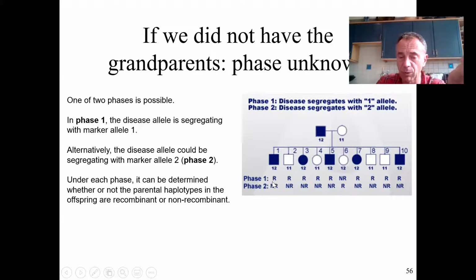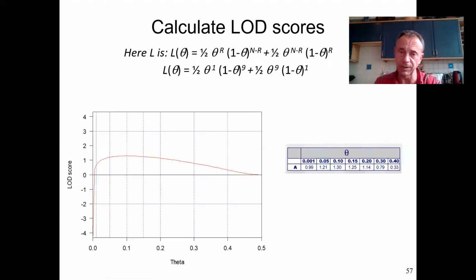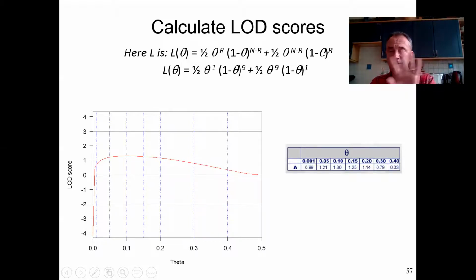If the A starts with the 1, then most of these are recombinants, except for this one. But if the A starts with a 2, as in the previous example, then most are non-recombinants, apart from this one. And what we're going to have to do when we calculate the LOD score is say it's 50-50 either way. We have a slightly more complicated function where we say that the likelihood is a half of this one way round and then a half of this the other way around. And of course, we don't know which are R and which are N minus R here. We're just going to label them arbitrarily. So it's half of theta to the 1 times 1 minus theta to the 9.